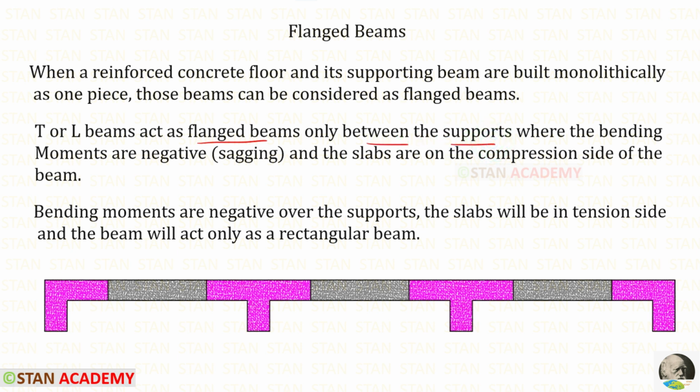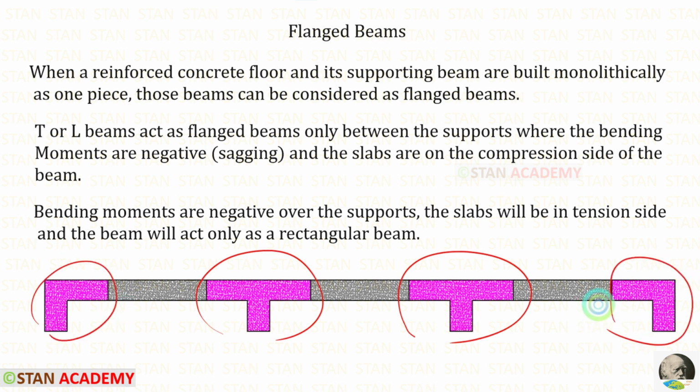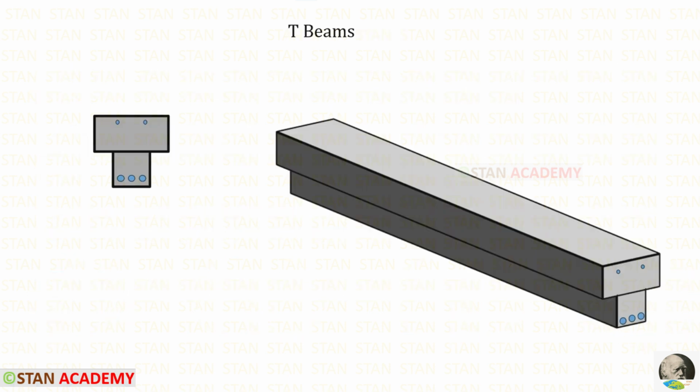In this case, the bending moment will be positive and the slabs will be on the compression side of the beam. But over the supports, the bending moments will be negative. So in this case, the slabs will be in tension side and the beam will act only as a rectangular beam. We can see them one by one later. These two are the T-beams and these two are the L-beams. In this lecture, we are going to only see about the T-beams.